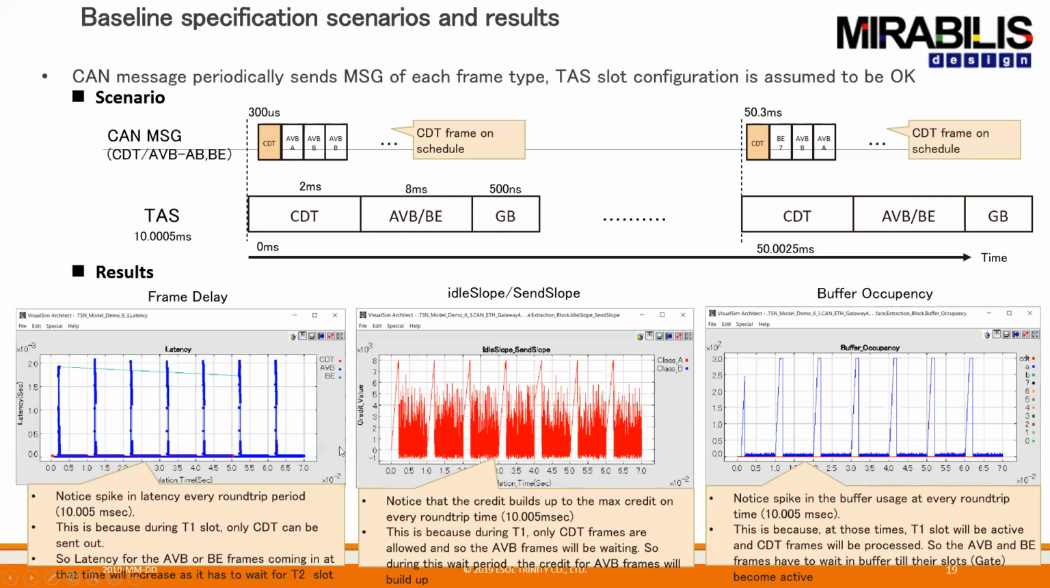Now, because of the slots, we can see that the credit builds up to the maximum credit, which is 8,000, which is the high spot in the previous slide you saw. And what happens is during this time period of 2 milliseconds right over here, it's just building up the credit and reaches the max of 8,000. At that point, class A and class B are allowed to transmit, so you can see the rapid decrease, and then you can see that it slowly builds up the credit as well.